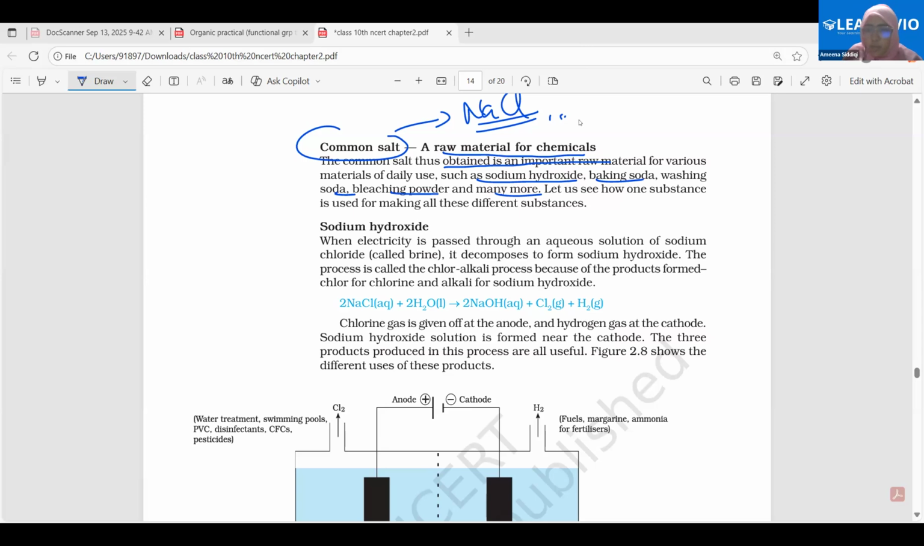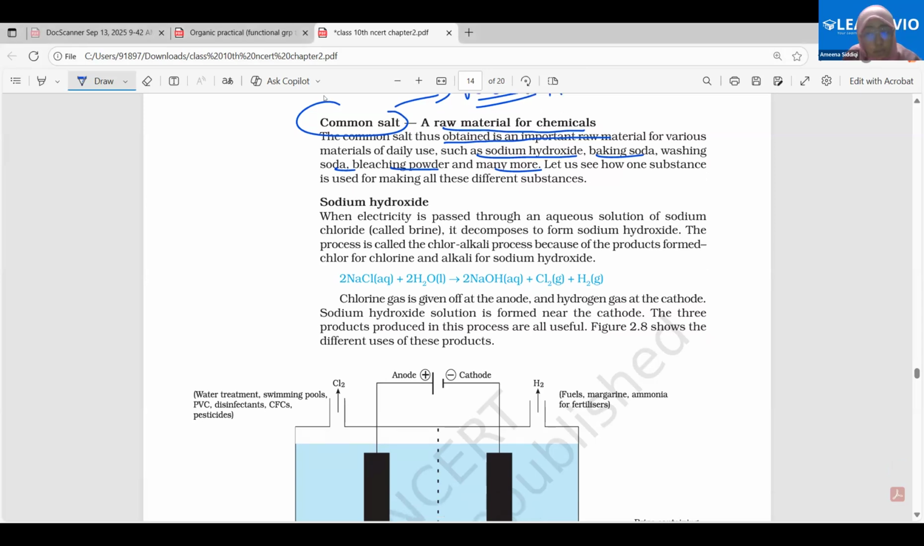Written sodium hydroxide. What's the formula? You should know it by now. NaOH. Baking soda, important. Please keep on writing these as I'm writing them here. Sodium hydrogen carbonate, also called sodium bicarbonate, is nothing but baking soda. Washing soda is sodium carbonate.